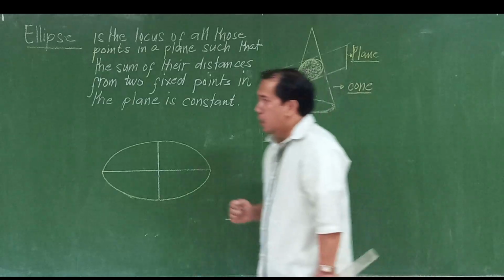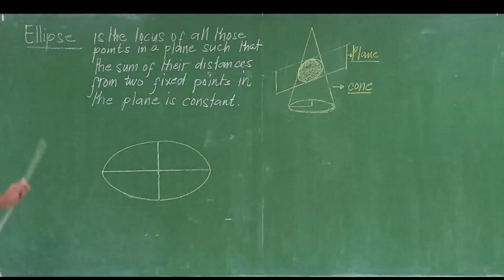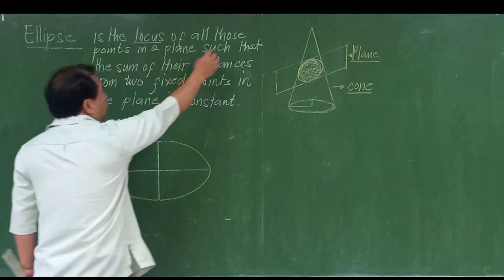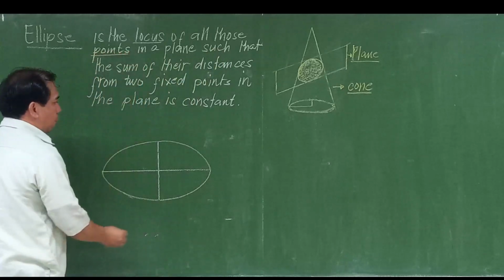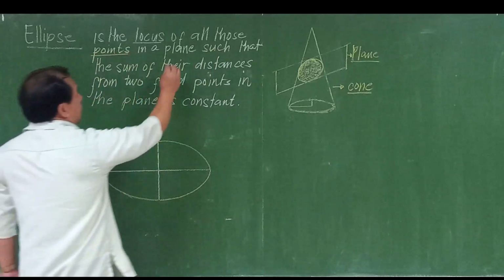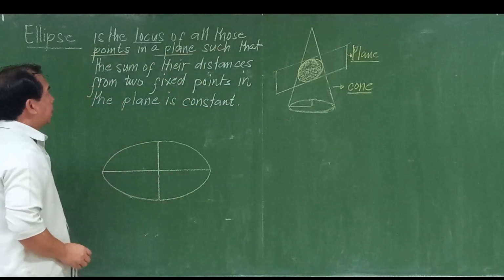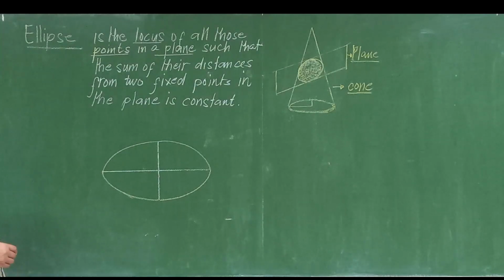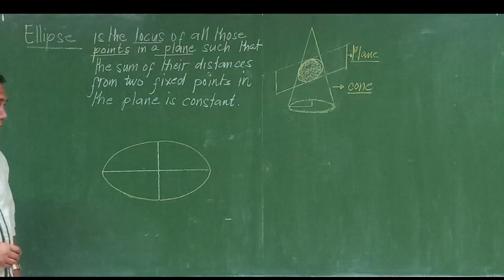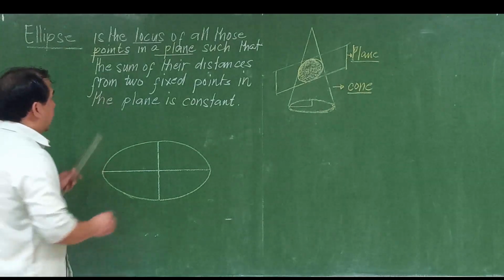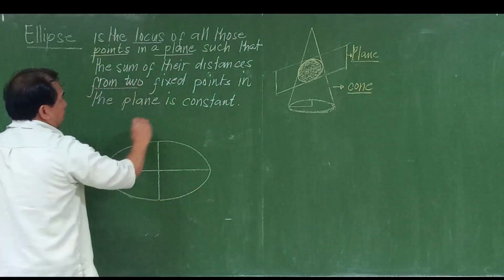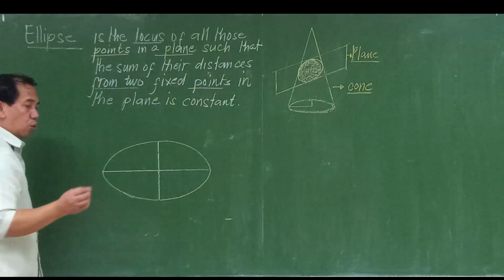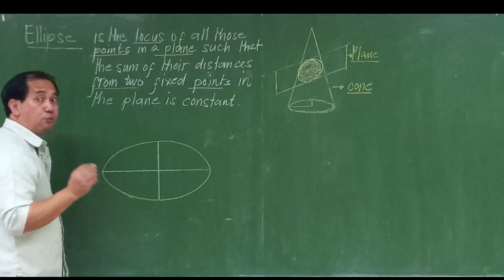Okay, let's move on. It says in here, when we say ellipse, it is actually the locus of all those points in a plane such that the sum of their distances from two fixed points in the plane is constant. Before we explain all those properties written in the definition of this ellipse, we need to locate the two fixed points.